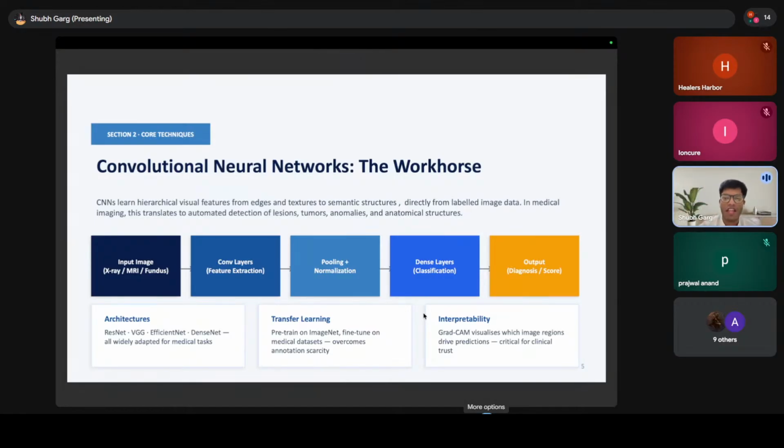So, the CNN, the workhorse. Let's talk about technology, and we start where almost all medical imaging AI starts. That is a CNN. The core idea behind the CNN is very, very elegant.